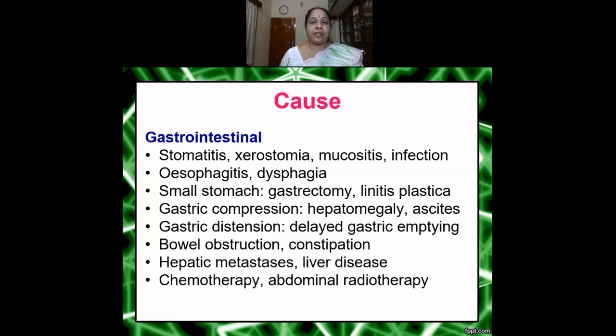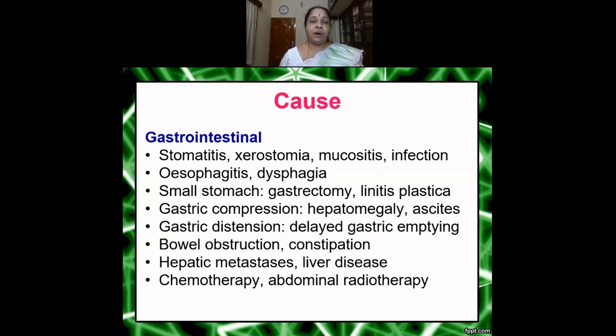Gastric compression: when the stomach or the gastrointestinal tract is compressed because of hepatomegaly, which is enlargement of the liver, and ascites. Ascites is accumulation of fluid in the abdominal cavity. This can compress the gastrointestinal system, leading to anorexia. Gastric distension can occur due to delayed gastric emptying. Gastric emptying is the passage of the food consumed from one portion to another, and when there is a delay in the flow of food or intestinal content from one part to another, it can cause gastric distension, which will lead to anorexia.